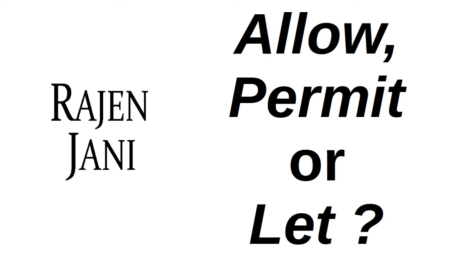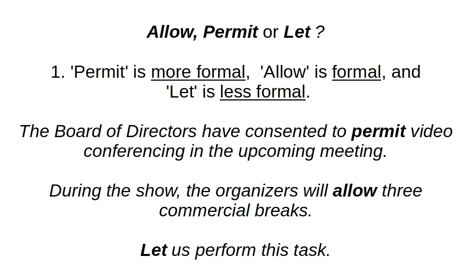Now we come to the words allow, permit or let. All three are verbs and all three have the same meaning. They mean to give permission or to enable someone to have or do something. The distinction between them lies in the context in which the words are used, and the context is formality.